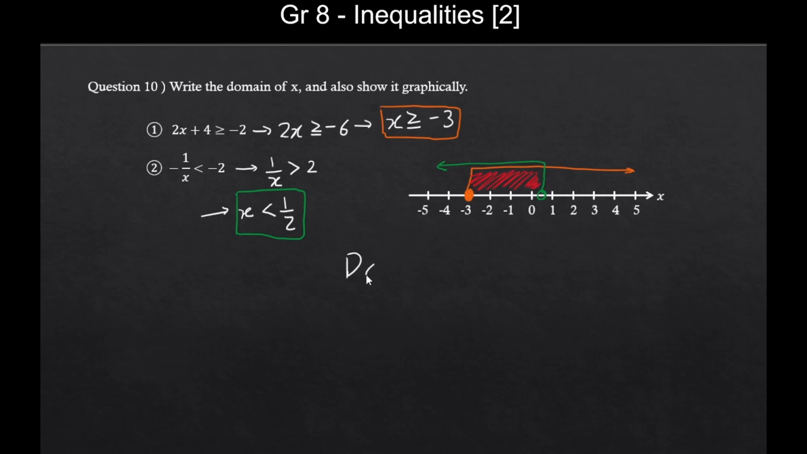So writing the domain. X is greater than or equal to -3, so starting from here. And x is smaller than 1 over 2, ending in here. So this domain represents that region. So x is in between -3 and 1 over 2. And of course, we should exclude 1 over 2.